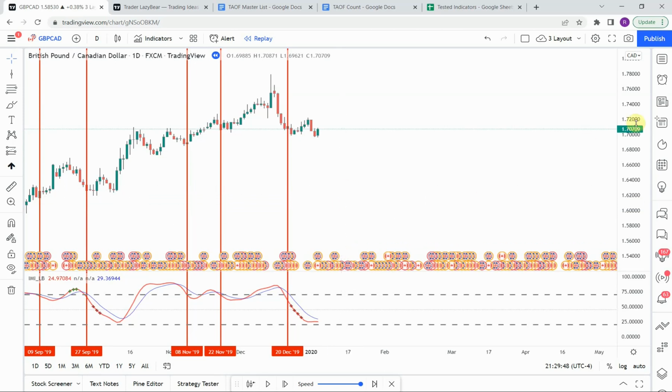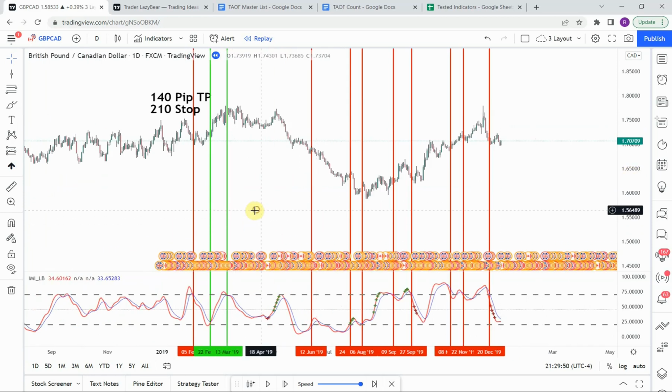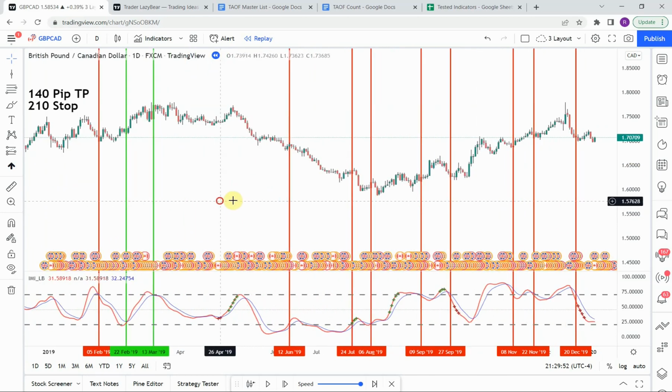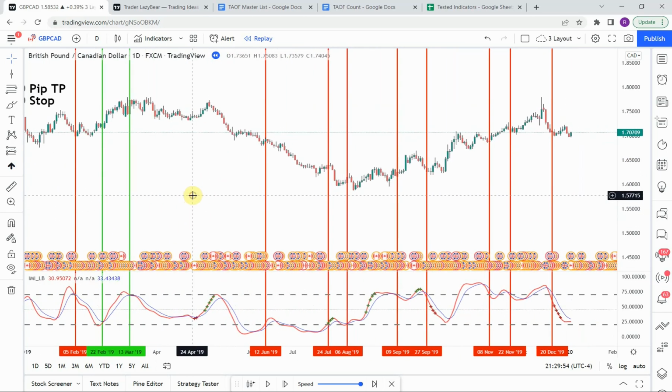Alright, so let's go ahead and take a look at our indicator here. Yeah, it's not looking too great. So we have 1, 2, 3, 4, 5, 6, 7, 8, 9, 10, and 11. And we have 1 and 2 winners. And so obviously that is not going to meet the 60% criteria that we were looking for.